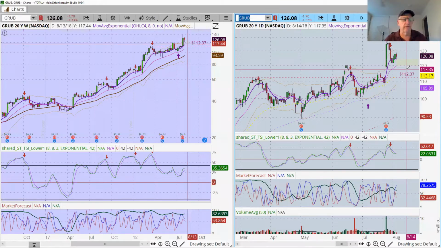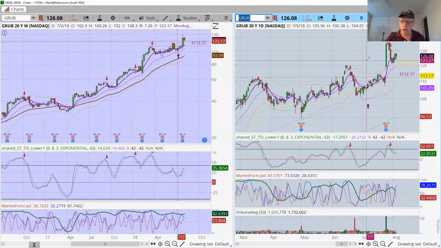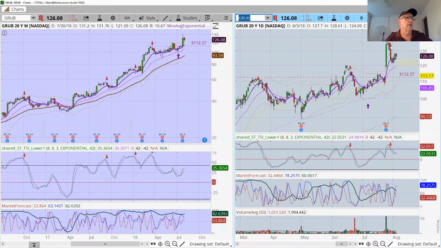Of course, I would work out what percentages that would be, and size the position appropriately. That way I'm ready just in case Grub dips down into this box, finds legs and finds the support, and then runs up from there.